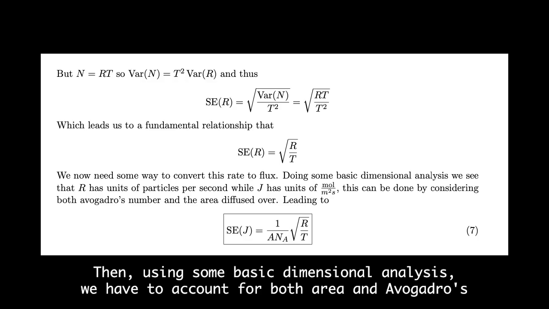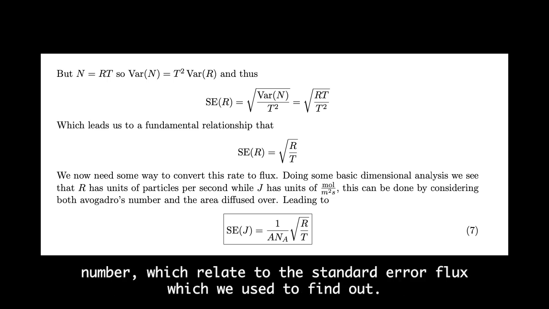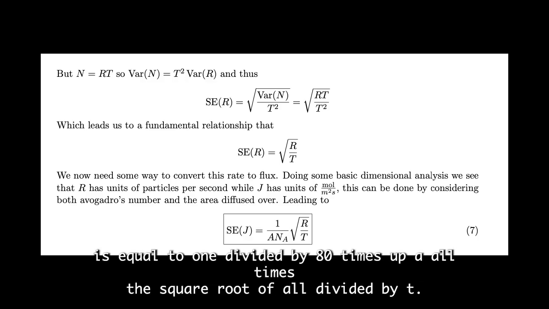Then using some basic dimensional analysis, we have to account for both area and Avogadro's number to relate to the standard error of flux, which we use to find that the standard error of flux is equal to 1 divided by A times N sub A, all times the square root of r divided by t.